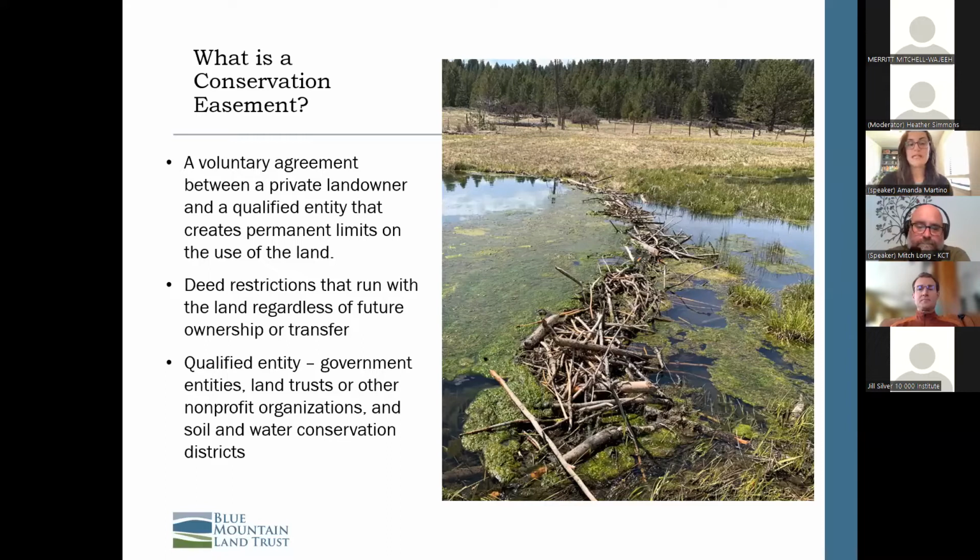A qualified entity is either a government agency, a land trust, or other nonprofit organization, and soil and water conservation districts are also qualified entities. There are some differences between states and what the state statute identifies as a qualified entity, but those are the few that tend to be ubiquitous across states. Next slide, please.